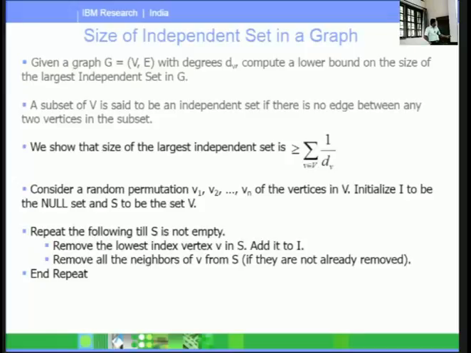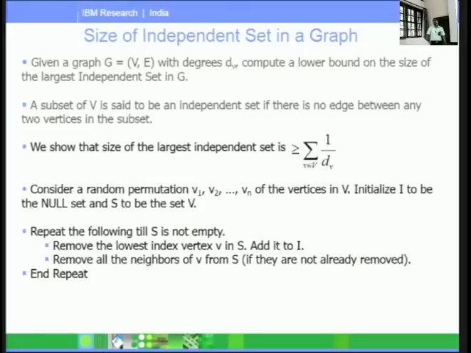Then what we are going to do is remove all the neighbors of the vertex that you pick from S. So S is the set of candidates that you have. Initially all the vertices are there in the candidate set. Whenever you pick a vertex V, you remove all its neighbors from S. Then when you come back next, you will again pick the vertex with the lowest index, and you will add it to I.